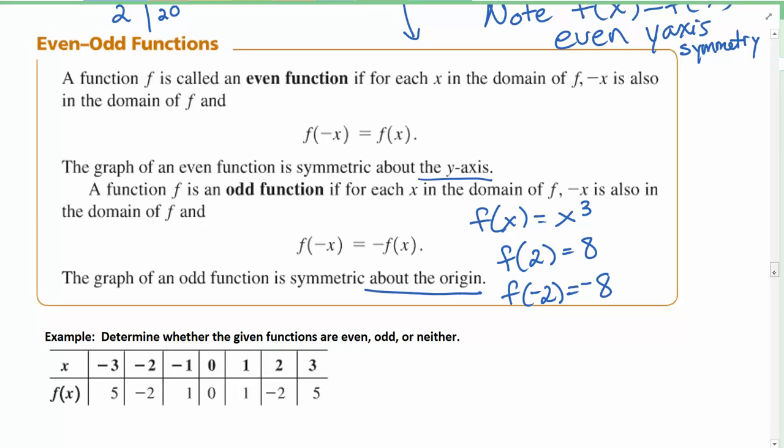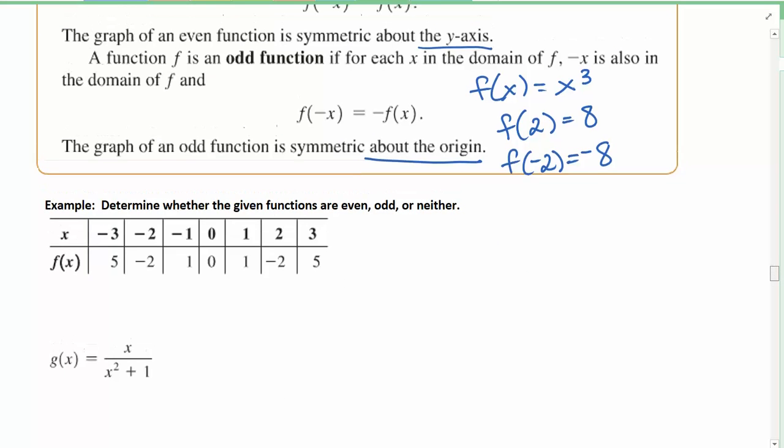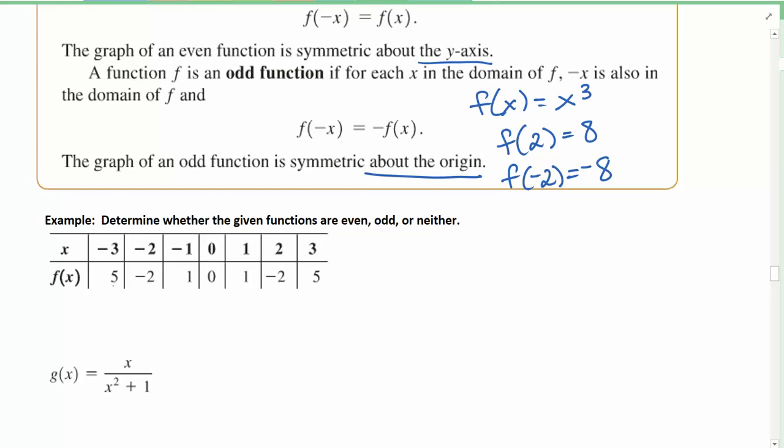So if you're looking at a function that's just defined as a set of points, and you want to decide whether it's even or odd, you just need to look at what the y values are compared to a number and its evil twin. So when x is 3, you get 5. When x is -3, you get +5. When x is 2, you get -2. When it's -2, you also get -2. At 1, you get 1. At -1, you get 1. At 0, you get 0. So you should see then that this is what we call an even function, because f of x is equal to f at -x.